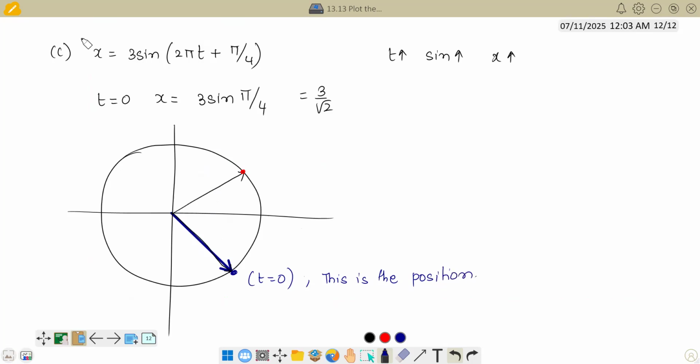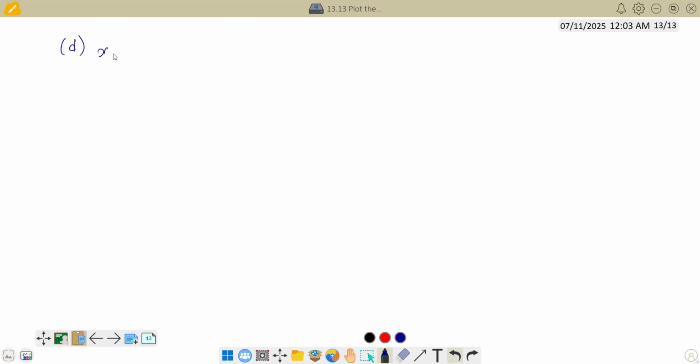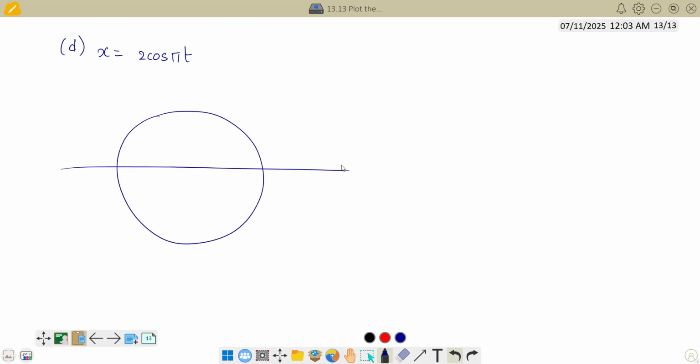And the last one, x equals 2 cos pi t. Here also there is no confusion, because at t equal to 0, x must be 0. So the only place is this one. So directly we can draw an arrow here and the particle would be going this way. This is at t equal to 0. This is the easiest one out of all of these.